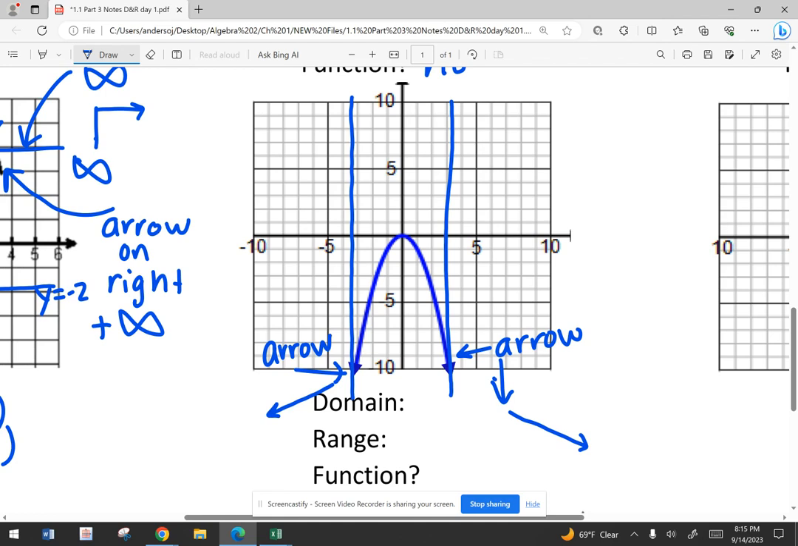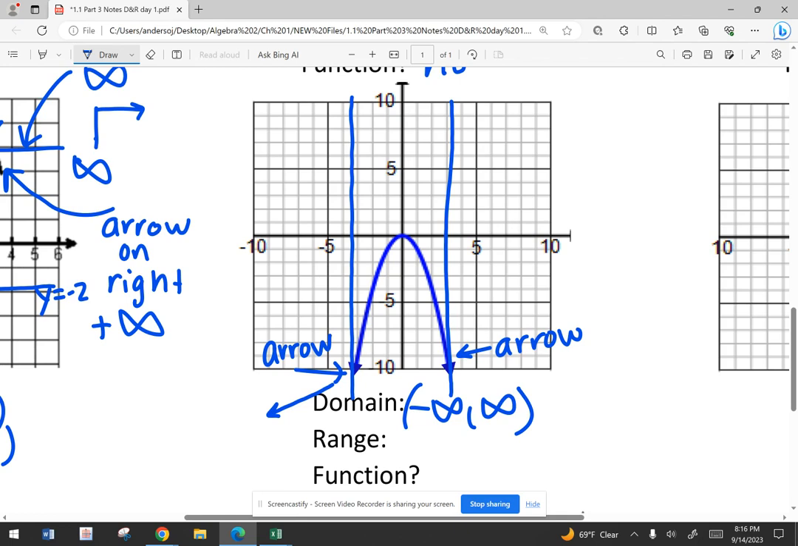Since it's hitting an arrow on the left side, it's going to negative infinity. And since it's hitting an arrow on the right, it's going to positive infinity. And we always use a set of parentheses on infinity.